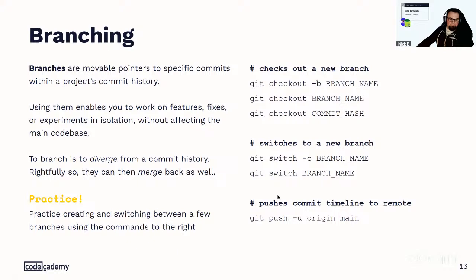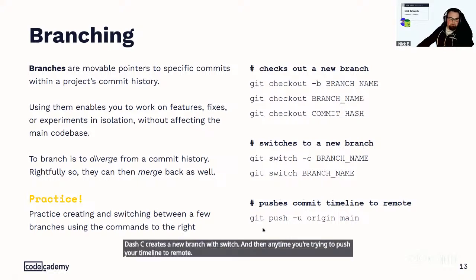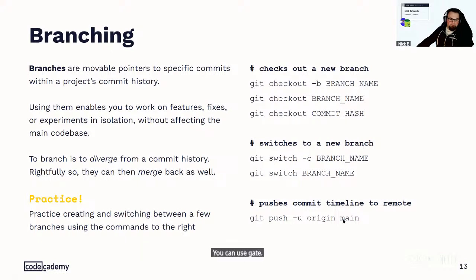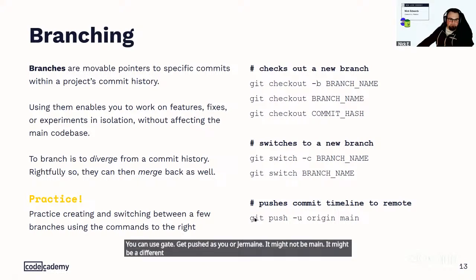And then anytime you're trying to push your timeline to remote, you can use git push -u origin main. It might not be main, it might be a different branch within the remote that you're trying to push to, but this is one common example.